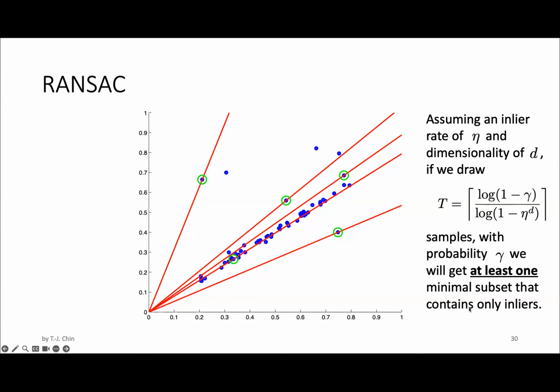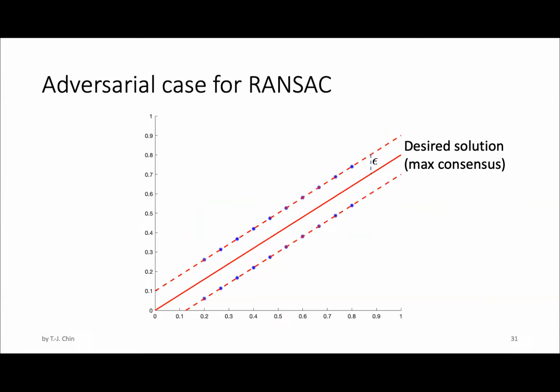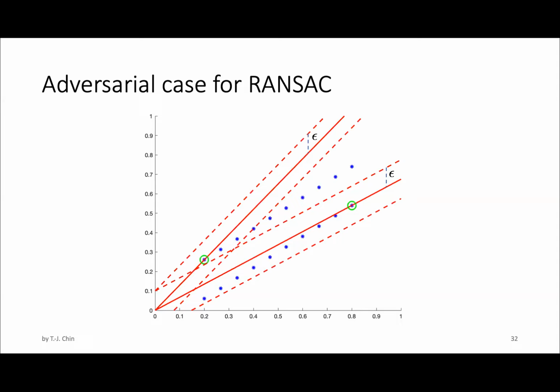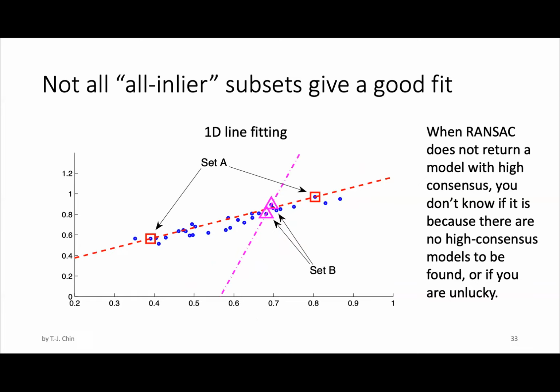So here's an adversarial case that shows that that doesn't work all the time. You have the data points here in blue, and the line that maximizes the consensus is actually this line here. As you can see, it doesn't pass through any of the data points. You can check through all your minimal subsets. In this case, the minimal subset is size 1 because this is a 1D subspace. None of them will give you the maximum consensus set. And secondly, not all inlier subsets give you a good fit anyway. So the RANSAC premise is actually wrong.